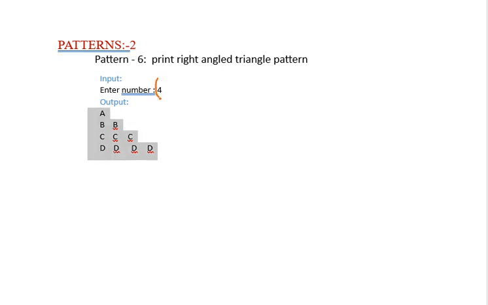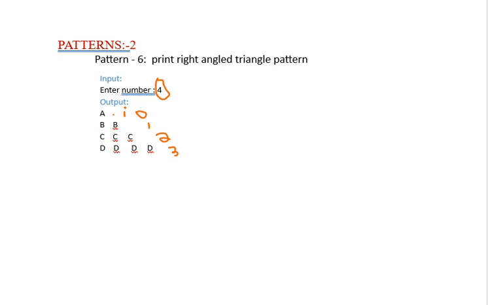Let's consider the user entered value is 4, which means we should have 4 rows. Suppose this index is 0, this index is 1, similarly this index will be 2, and the last index will be 3. So the indexing will start with 0 and end with 3. The length is 4.